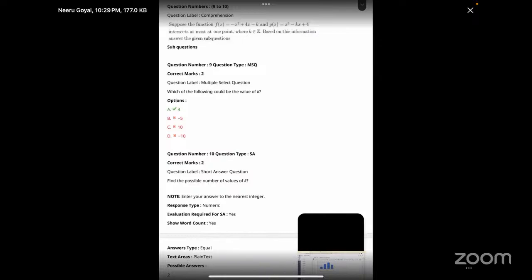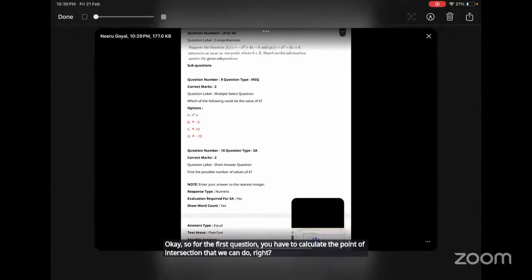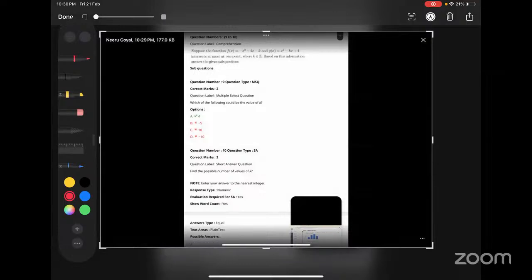Okay. Suppose the functions f and g intersect at most at 1 point. Based on this information... For the first question, you have to calculate the point of intersection. That we can do, right? Point of intersection means we have to equate the two equations, right?